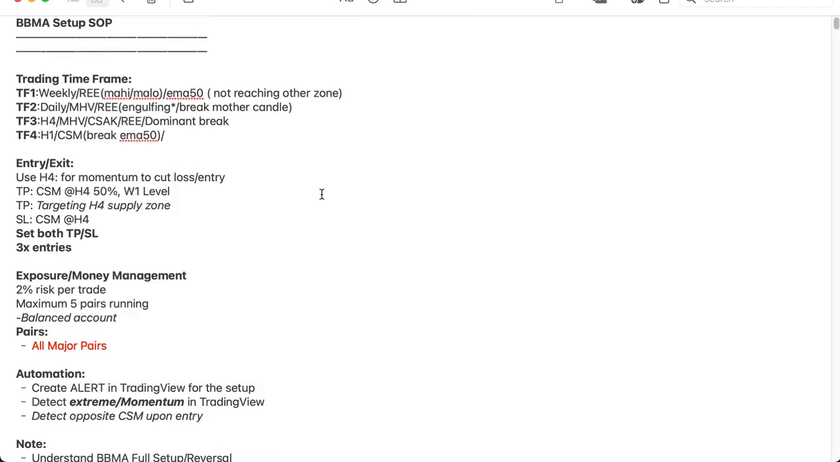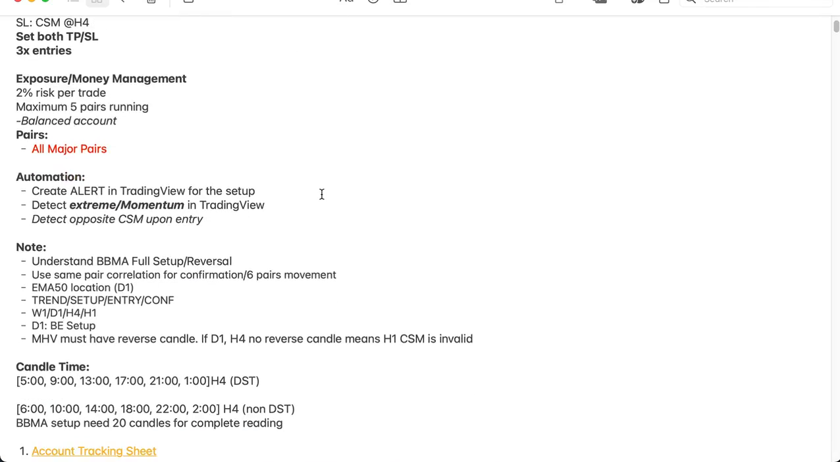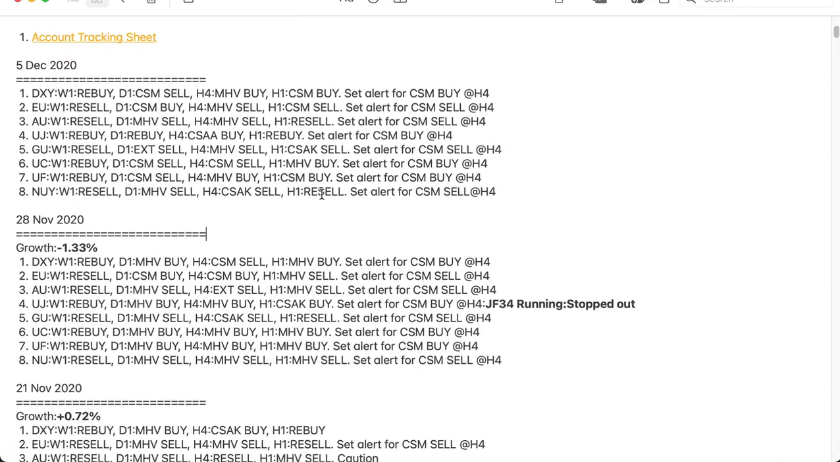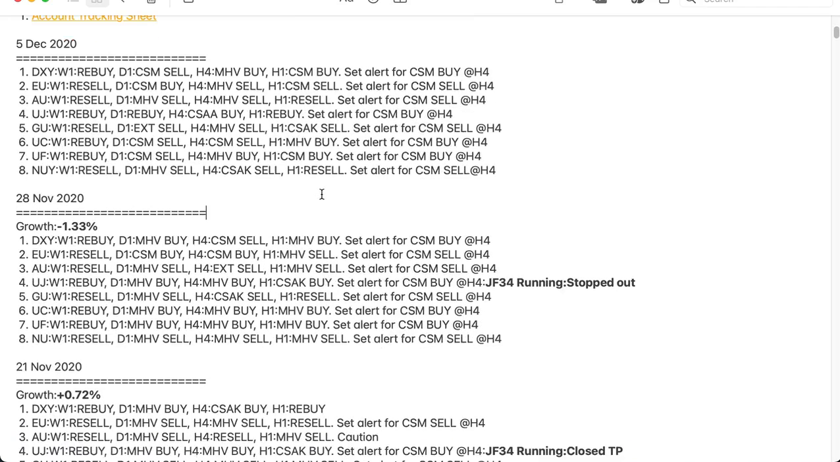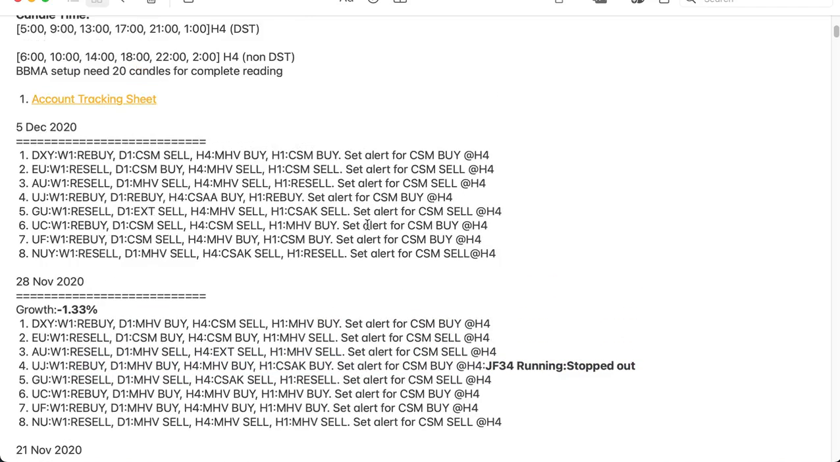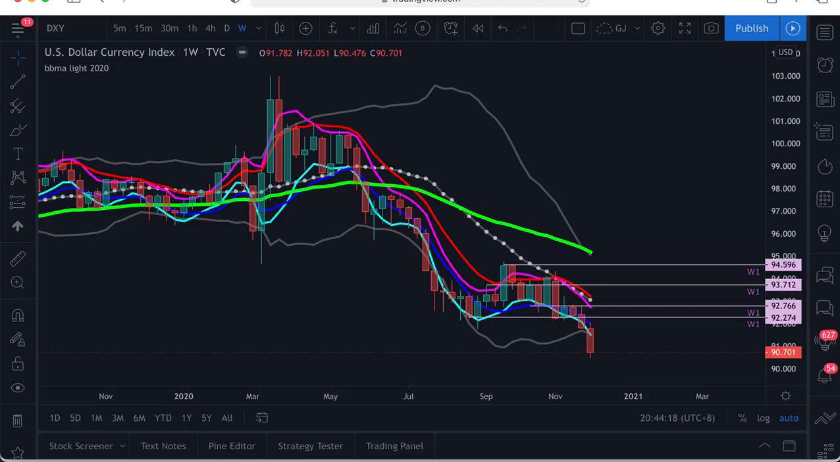For last week's performance, let's look at our trade. For the week of 28th of November, our account growth was minus 1.33%. We only had one trade, which is the UJ, and it has been stopped out. Let's look at this week's trade setup. For that, we're going to switch to TradingView.